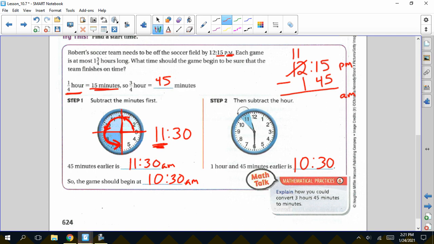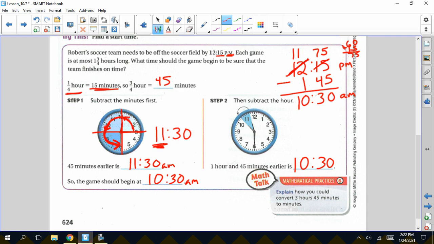So 60 minutes plus the 15 that's there is going to get us 75. So we're going to change this to 75 minutes because we just brought over 60 minutes, which is an hour, and that's what we borrowed from the 12. Now, 5 minus 5 is 0. 7 minus 4 is 3. And 11 minus 1 is 10.